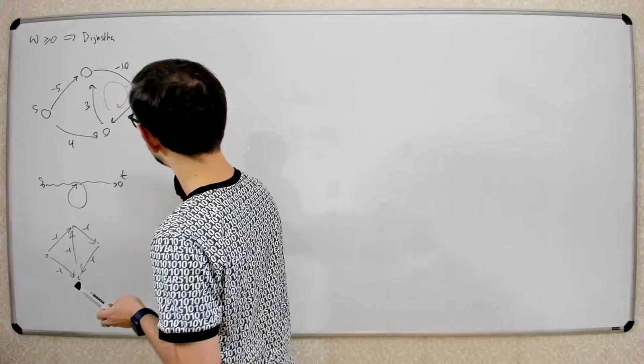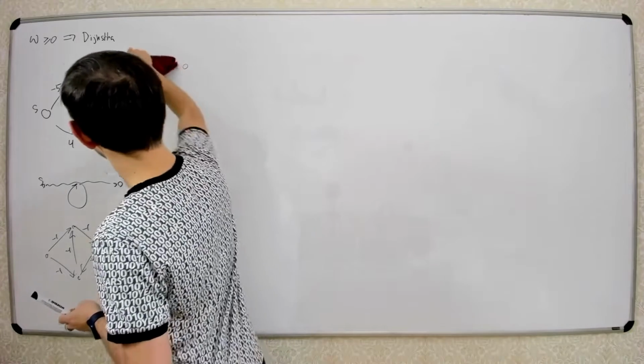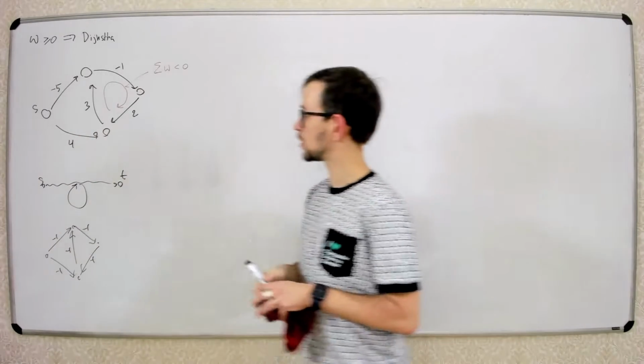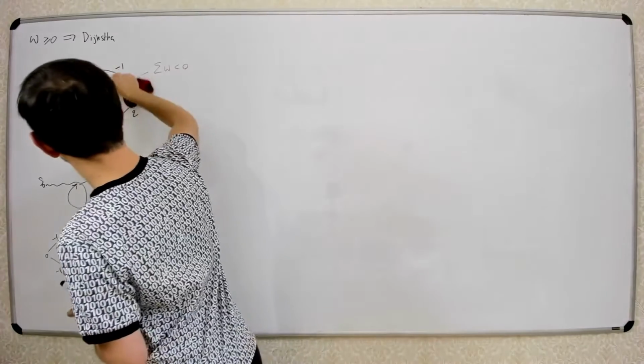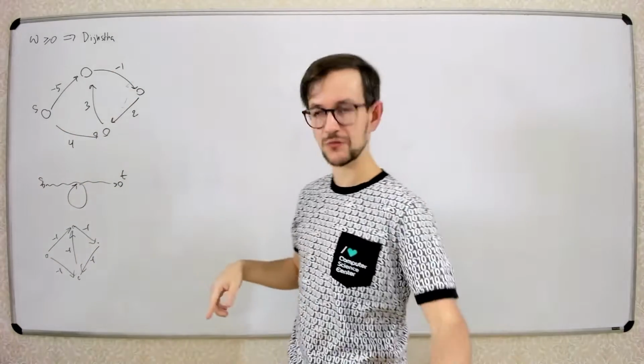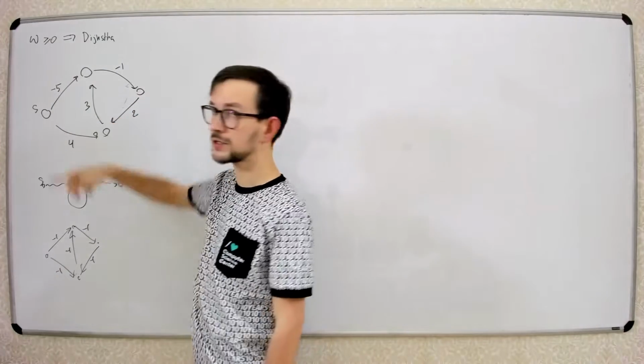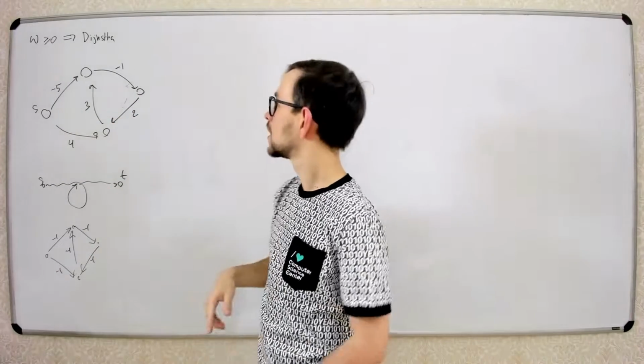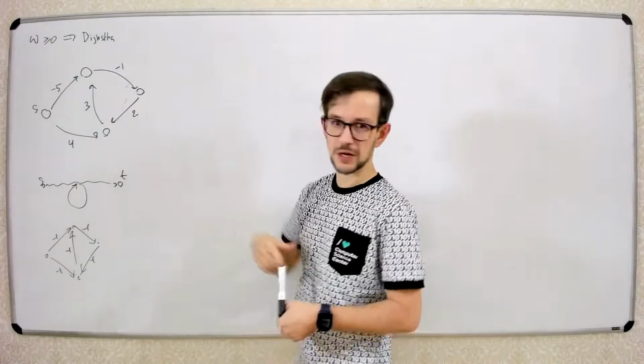Let's say here, for example, this weight is -1. Then the weight of this cycle is actually non-negative. So it is -1 plus 1 plus 3, it's 4, right? And it is the only cycle.